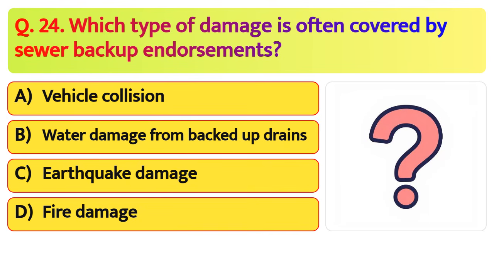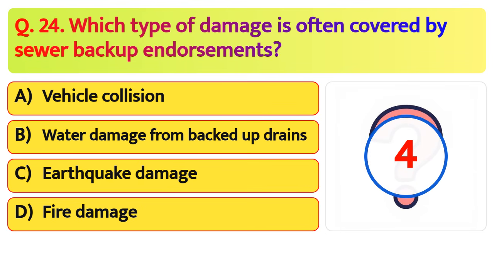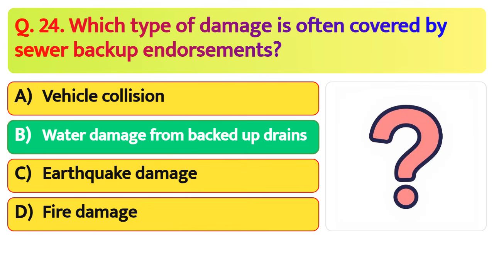Question 24. Which type of damage is often covered by sewer backup endorsements? Option A. Vehicle collision. Option B. Water damage from backed up drains. Option C. Earthquake damage. Option D. Fire damage. Correct option is water damage from backed up drains.